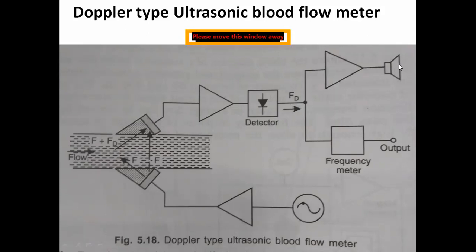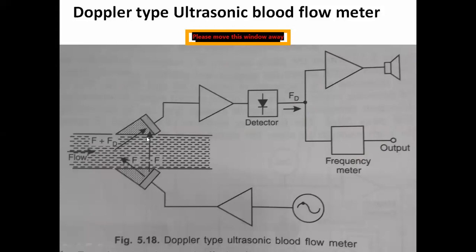We can hear it as a type of sound, because it has low frequency components. And by using a frequency meter we can measure how much frequency the deflection component has, and that will be noted and represented as an output.